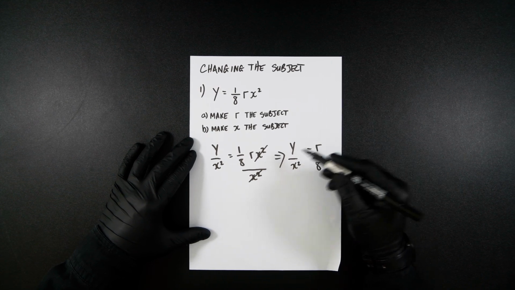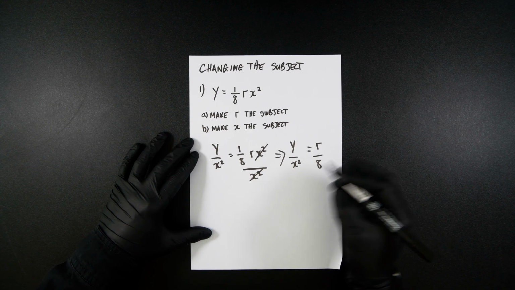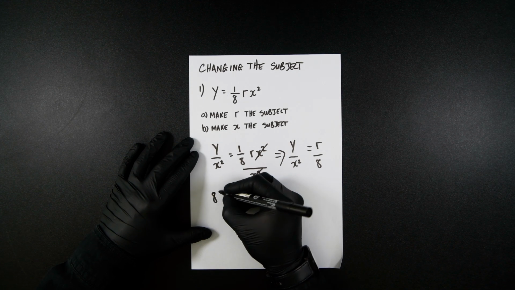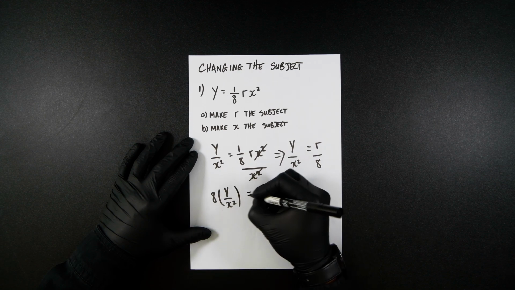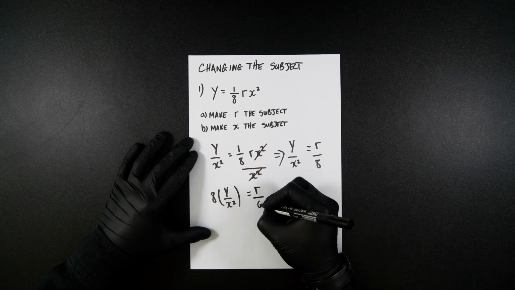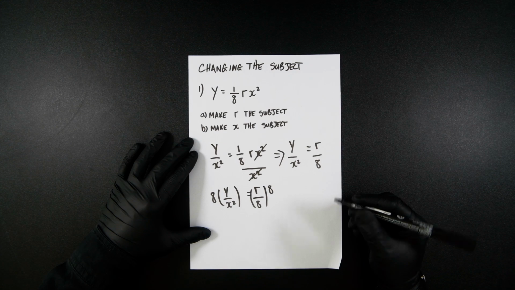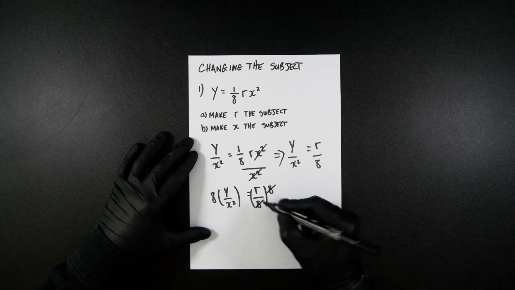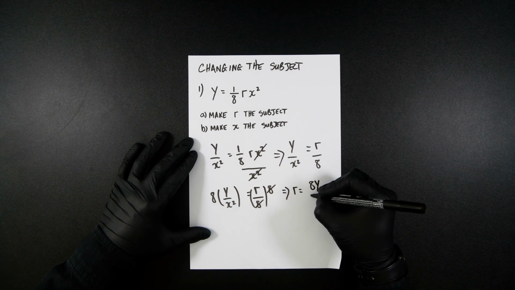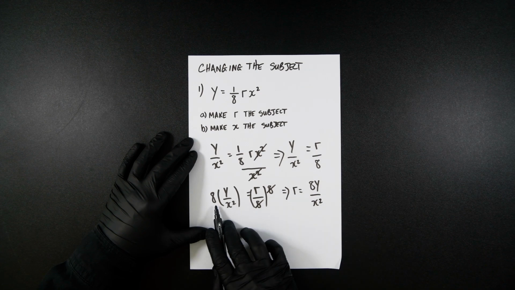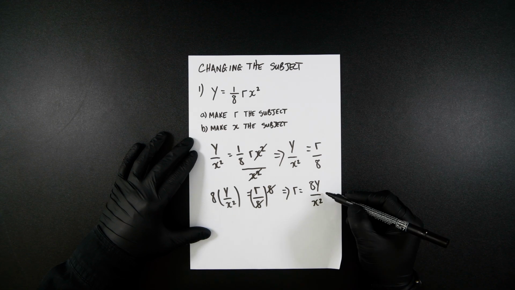So if we want to multiply both sides by 8, we will get rid of the 8 in this denominator. So let's do that. You're going to get 8 times y over x squared, which equals r over 8. The 8s here will cancel out, and you will now be left with r equals 8y over x squared. Because there's brackets, I've just multiplied 8 to everything in the brackets, so 8 times y is just 8y. That is the answer for this.